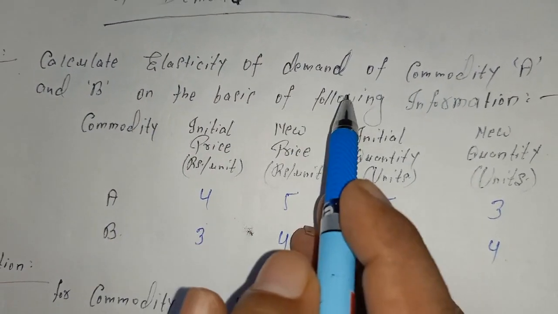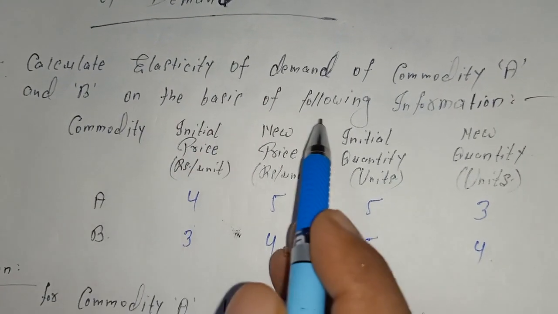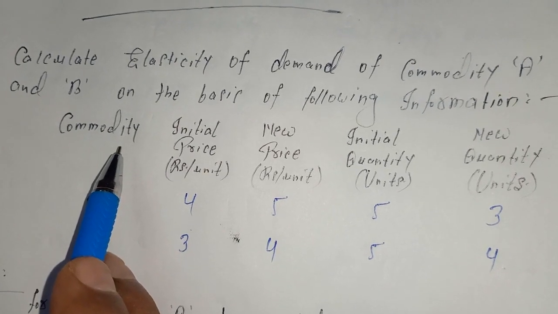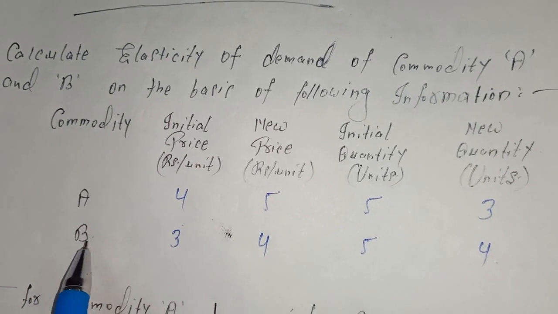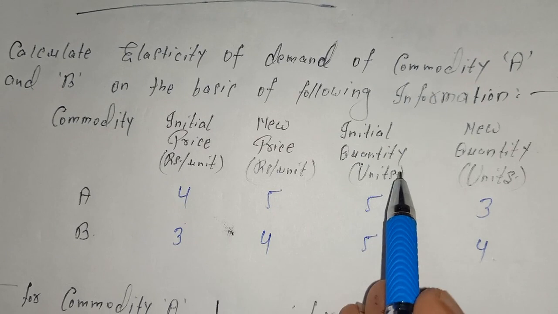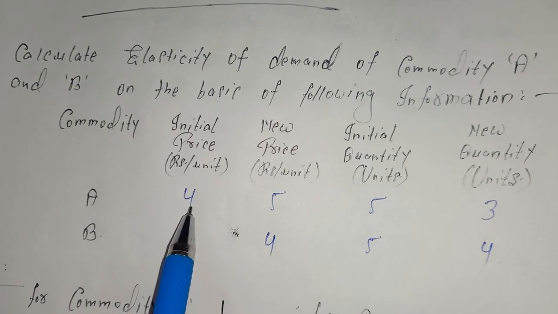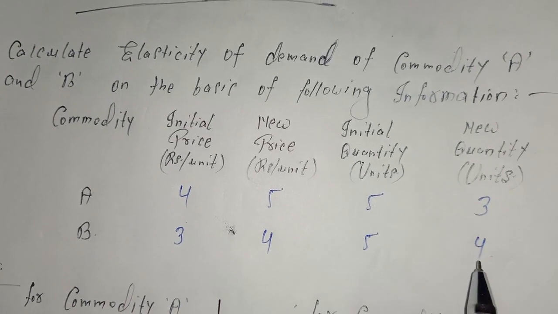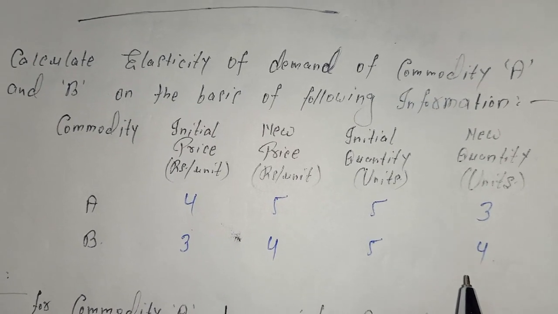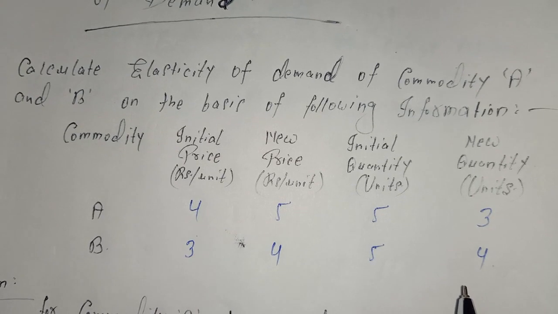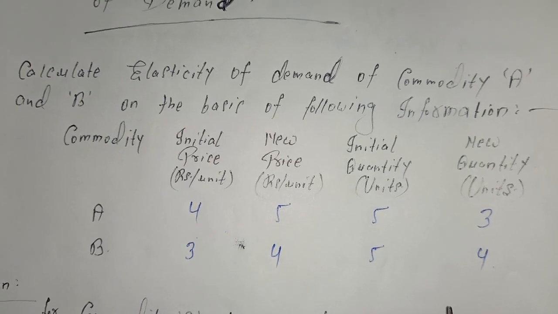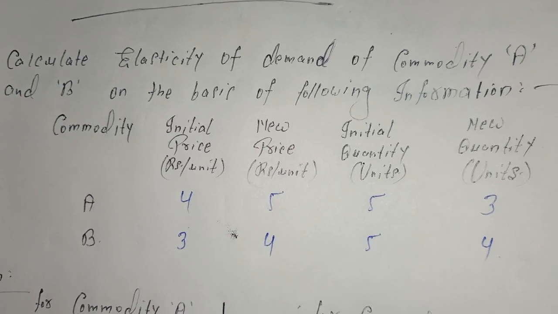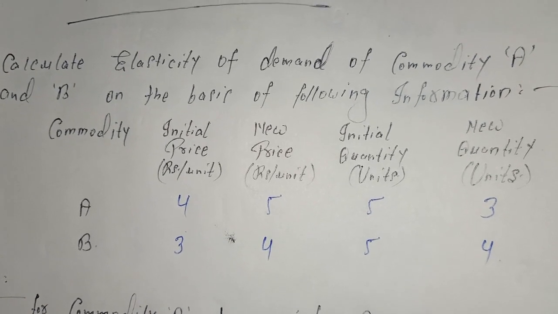Calculate elasticity of demand of commodity A and B on the basis of the following information. Commodity A: initial price 4, new price 5, initial quantity 5, new quantity 3. For B: initial price 3, new price 4, initial quantity 5, new quantity 4. This is the information given to you. You have to calculate the value of elasticity of demand and its nature from the given information. We will use the percentage method here.